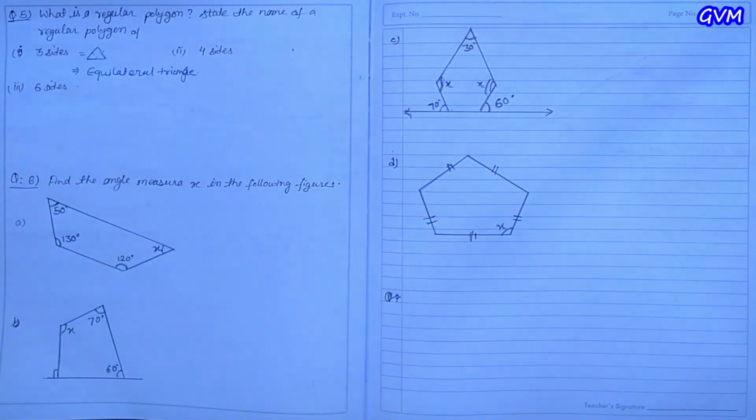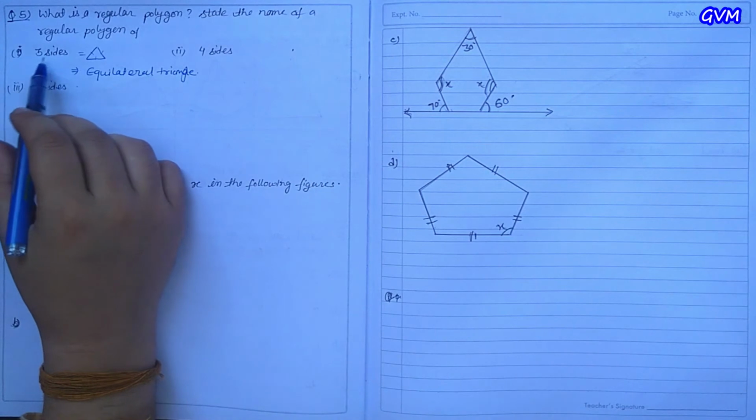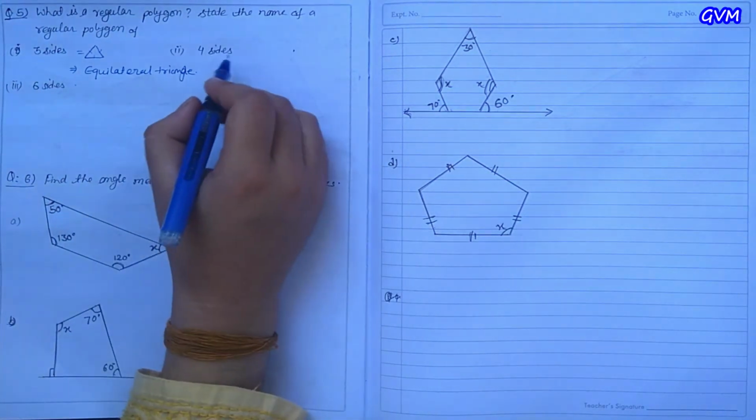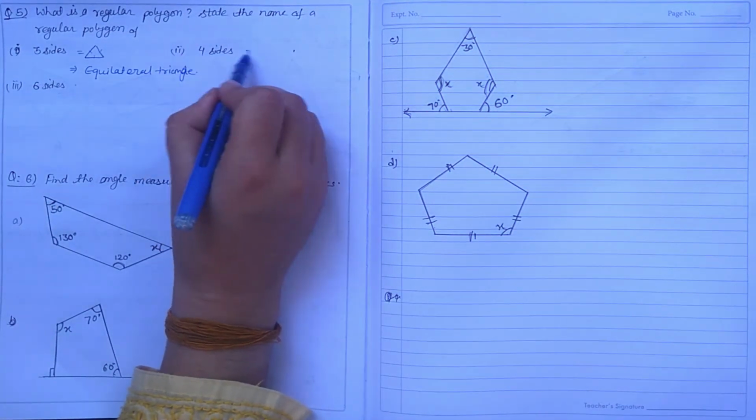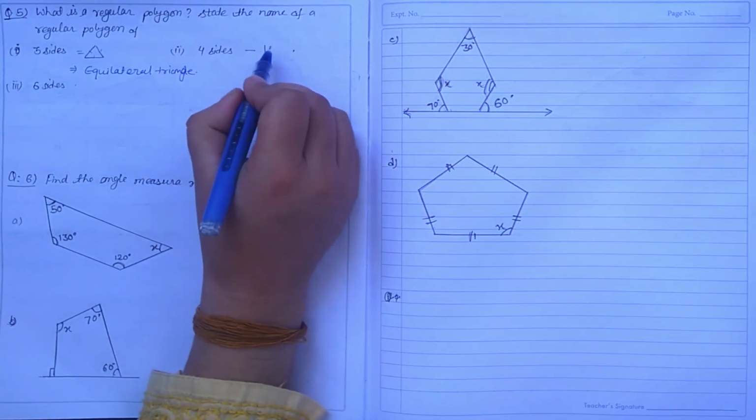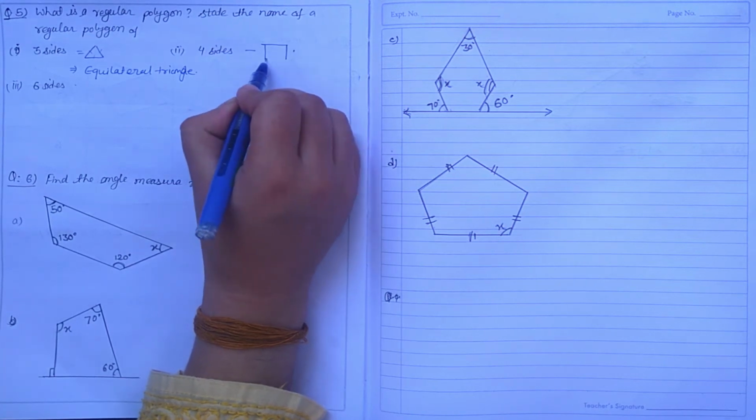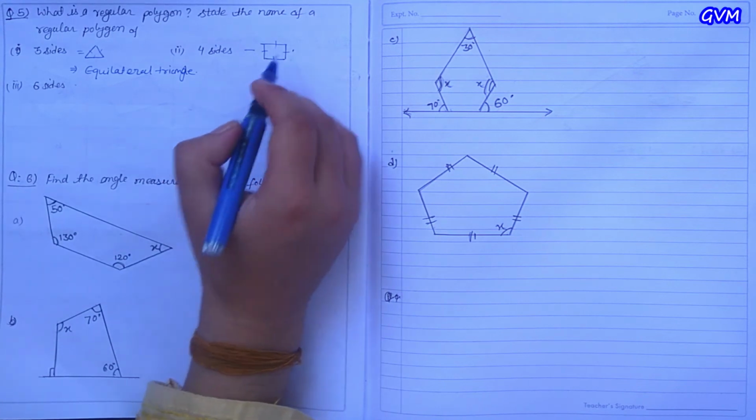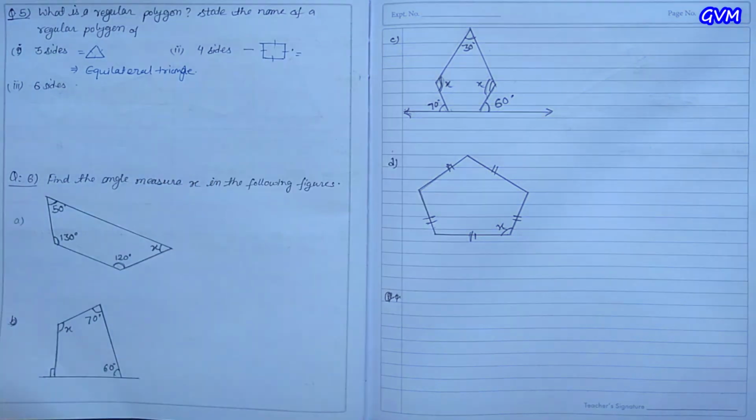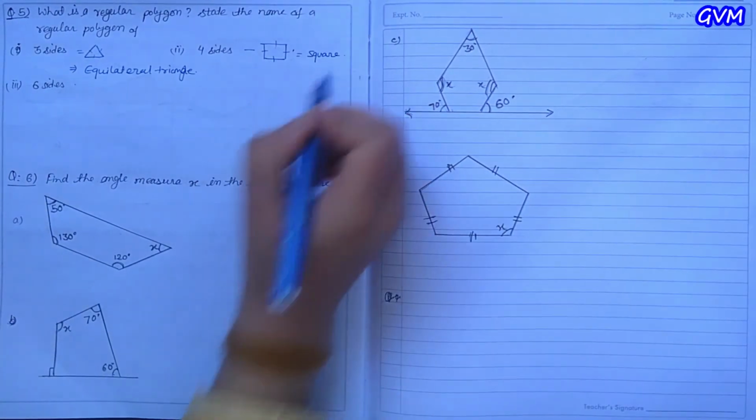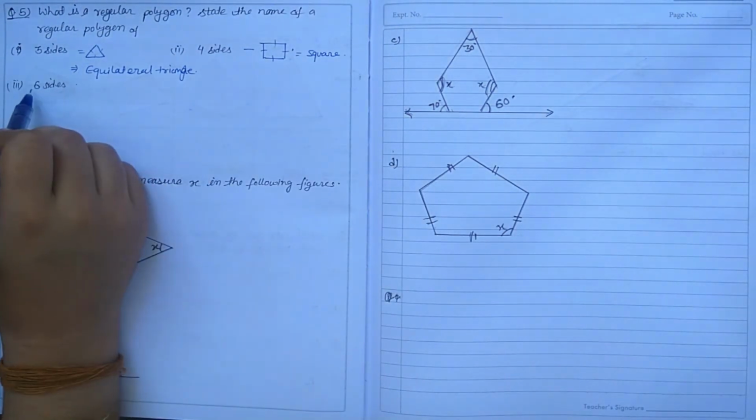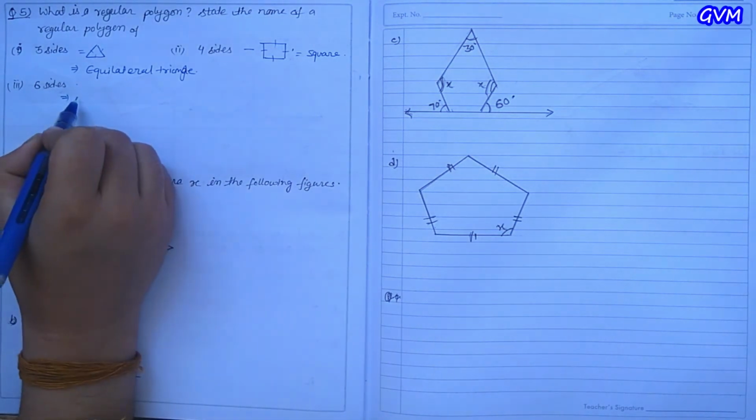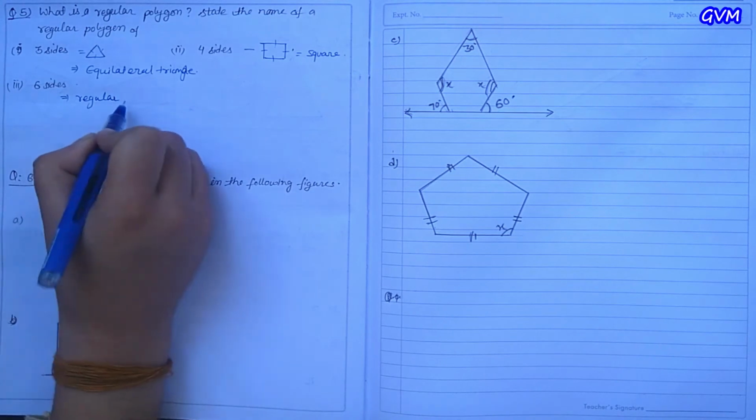Equilateral triangle. So the regular polygon of 3 sides is an equilateral triangle. A regular polygon of 4 sides: when we have 4 sides we say that it is a quadrilateral, but all 4 sides are equal because it is regular, so it can be a square. A regular polygon with 6 sides will be called a regular hexagon.